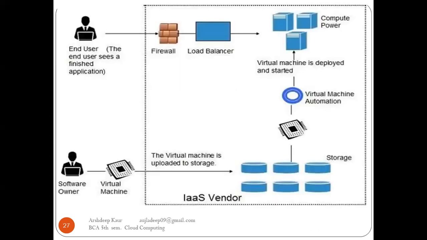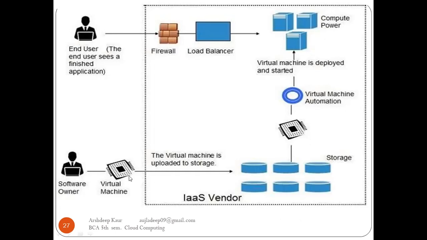This is the diagram of infrastructure as a service. This is the software owner. It means this is the vendor to whom the end user will pay the money and get infrastructure as a service. The end user has a firewall. The firewall is there because it protects your network from outside attack. Then we have a load balancer for balancing the loads of every node. We have compute power.